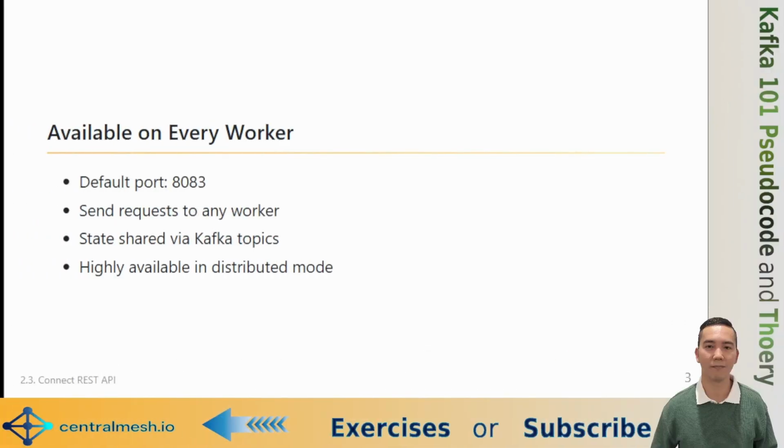One important characteristic of Kafka Connect is that the REST API is available on every worker. By default, workers listen on port 8083. Although this can be customized, since configuration and status information are stored inside Kafka internal topics, any worker can answer API requests. This provides high availability because management operations continue working even if a particular worker becomes unavailable. In practice, this means administrators and automation tools don't need to target a specific worker. They simply communicate with the cluster through any available REST endpoint.